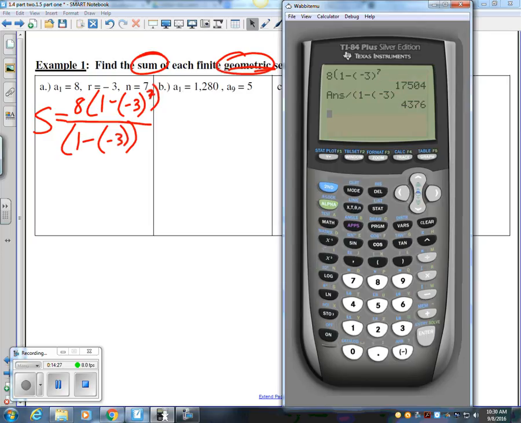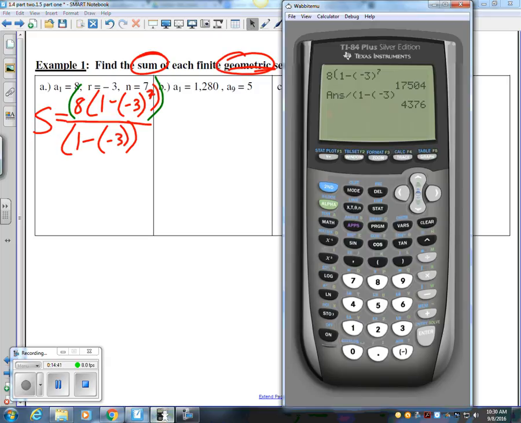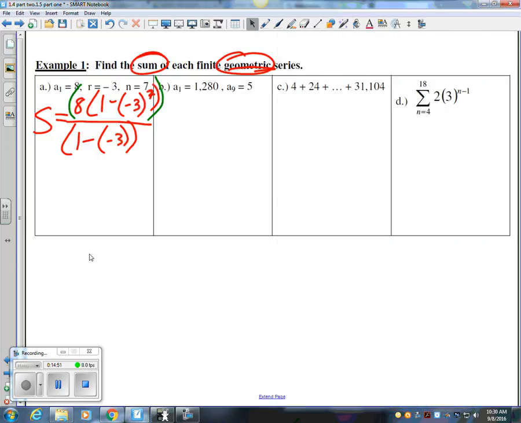If you want to type it all in at one time, then you would really need to add another set, which I don't like to do. I'd rather just type in the top, press enter, then press divide and type in the bottom. I think that's the easiest way to do it. Okay, any questions on that? Okay, yeah.